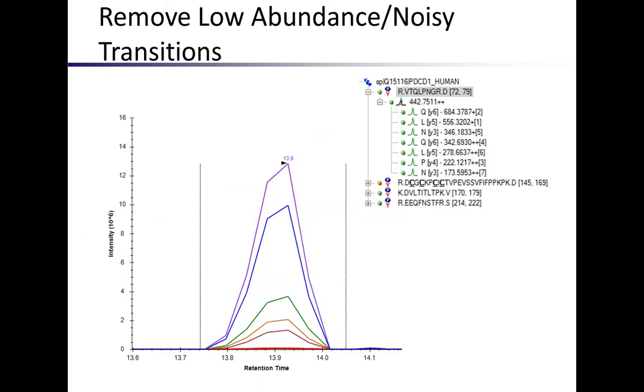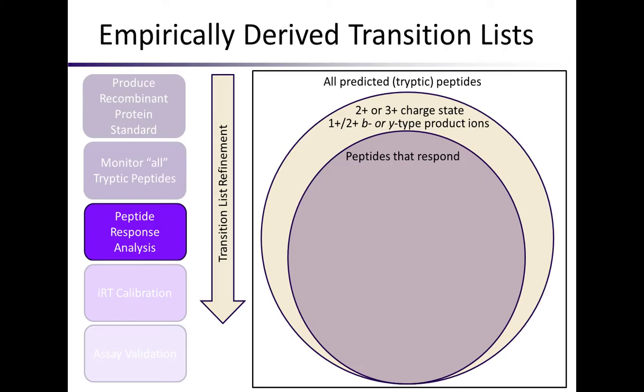We can also go through, once we've figured out where all of our peaks are and what our good transitions are, and remove low and noisy transitions. Here in red, you see that sometimes you measure Y ions that just aren't there, and so you want to delete all of those out. So we've started with this big net, and we're narrowing everything down, trying to kick out anything that's not giving us good information. Once we've done that, we can narrow this down to peptides that respond.